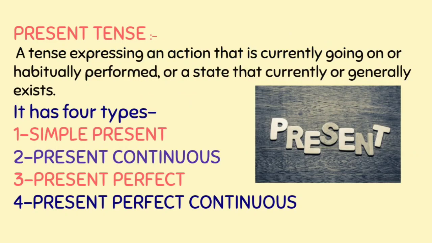Let's discuss present tense. A tense expressing an action that is currently going on or habitually performed, or a state that currently or generally exists, is present tense. It has four types. First one is simple present, second one present continuous, third present perfect, and fourth one is present perfect continuous. Today we'll be discussing simple present tense.